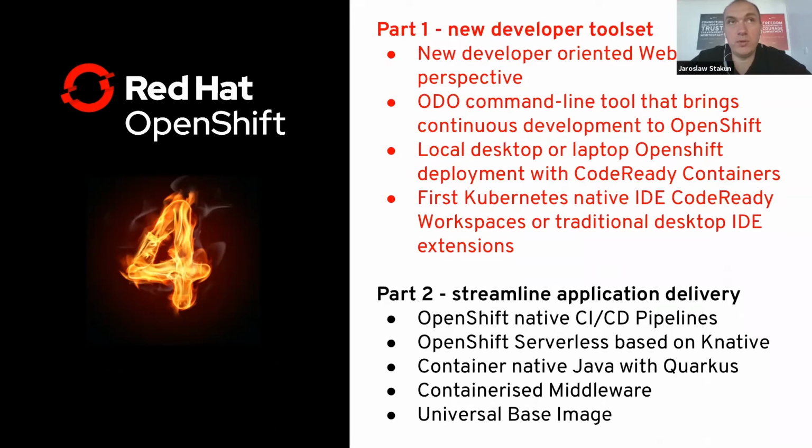First one is the new web console, which you can leverage to manage your applications via web browser. Second one is odo, which is a command line tool created specifically for developers to help you quickly build and deploy your applications into OpenShift. Third one is CodeReady Containers, which is a single box local OpenShift installation that you can deploy locally on your desktop or laptop. And the last one is CodeReady Workspaces, which is a development environment which runs entirely on OpenShift and which you can use to code and build and deploy your applications into OpenShift.